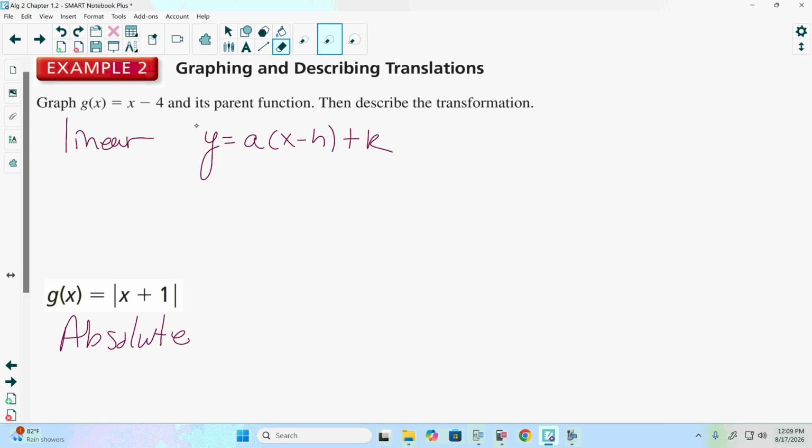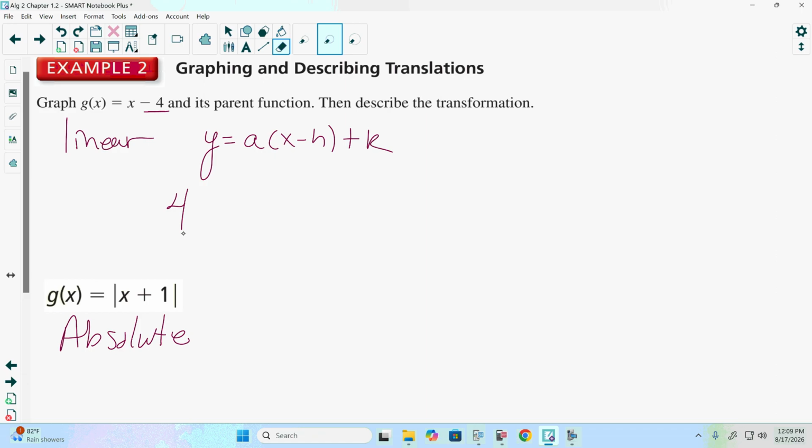Do we have a value for k? What took the place of k? Minus 4, yes? Because it's outside the parentheses, it's being added or subtracted. So that's telling me that the function from the parent, we're moving it up or down 4 units. So we can put the 4. Now we need to figure out if we're going up 4 or down 4. Well, what's the sign for k? What's the sign for that 4?